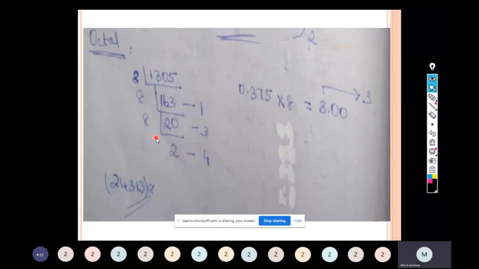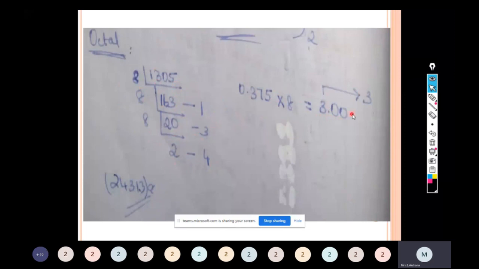So 1305 divided by 8. 163 times 8 will be 1304. The remainder will be 1. 20 times 8 will be 160. The remainder will be 3. 2 8s are 16. The remainder will be 4. So the answer will be 2431. When the fraction is multiplied by 8, we will get the answer 3.0.